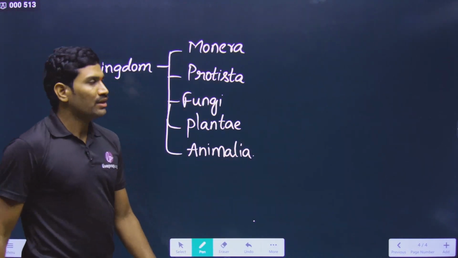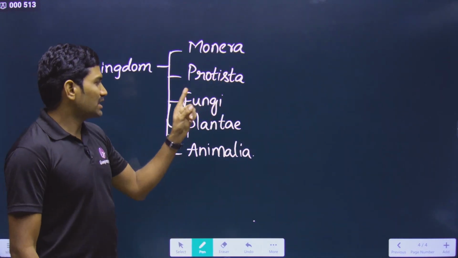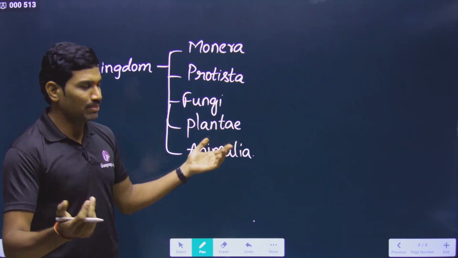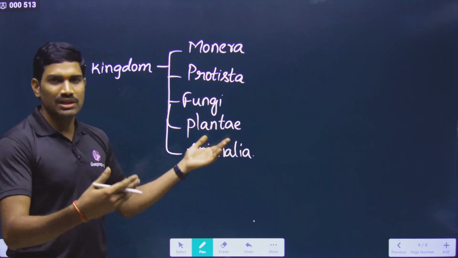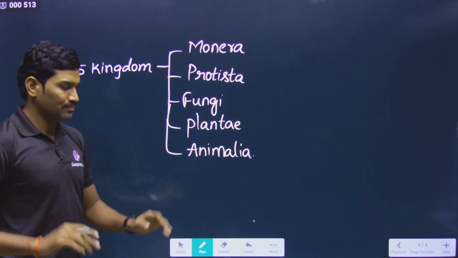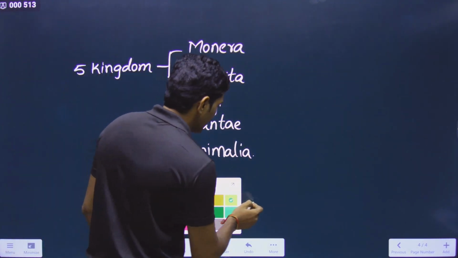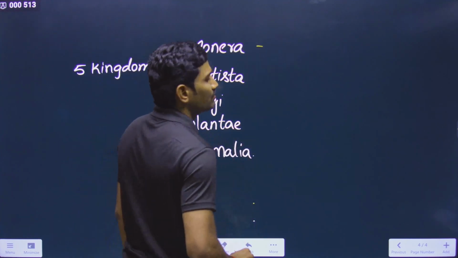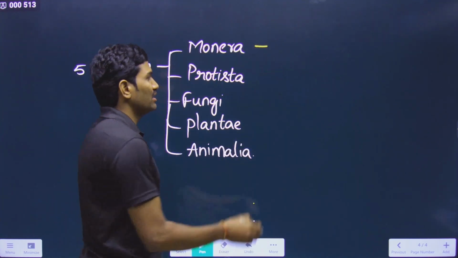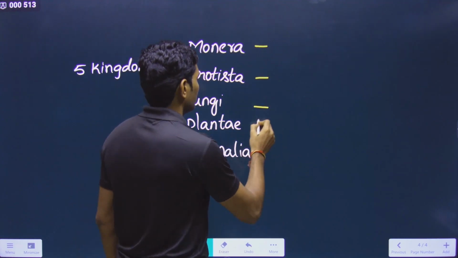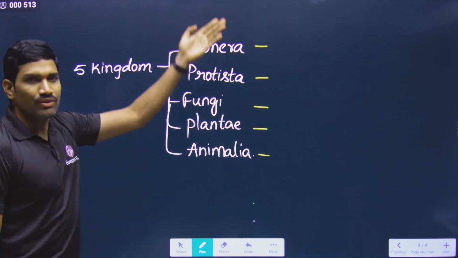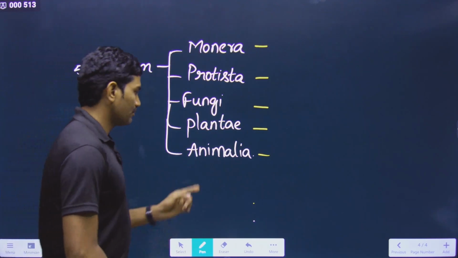Yes or no? So kingdom Monera, kingdom Protista, kingdom Fungi, and next, kingdom Plantae, you can say Plantae or plants, and kingdom Animalia, or you can say animals. These are the total 5 kingdoms. Fine. Now you need to tell me what the genetic material of these 5 kingdoms is. What is the genetic material in kingdom Monera? What is the genetic material in Protista, Fungi, Plantae, Animalia? Tell me the answer. We will go from bottom to top. It will be easy for you.